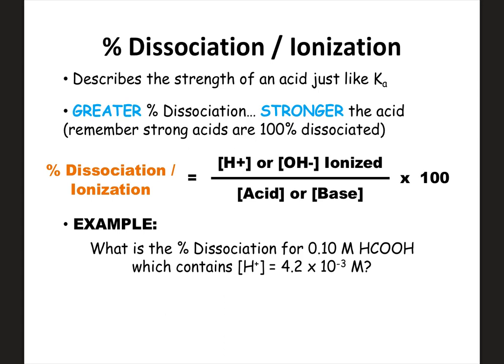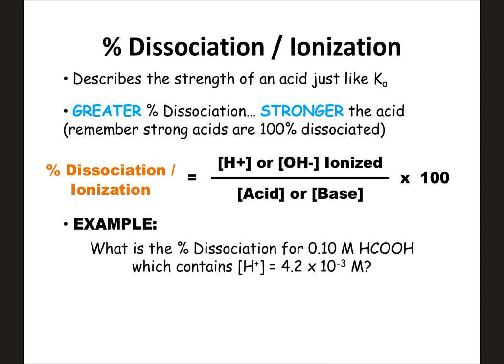For this video, we're going to take what we learned about pH and extend it a little bit further. So we're going to start here with percent dissociation or percent ionization. This is going to describe the strength of an acid just like the Ka would, or this is going to describe the strength of a base just like the Kb would. We know that the greater the percent dissociation or the greater ionization, the stronger the acid or base will be.